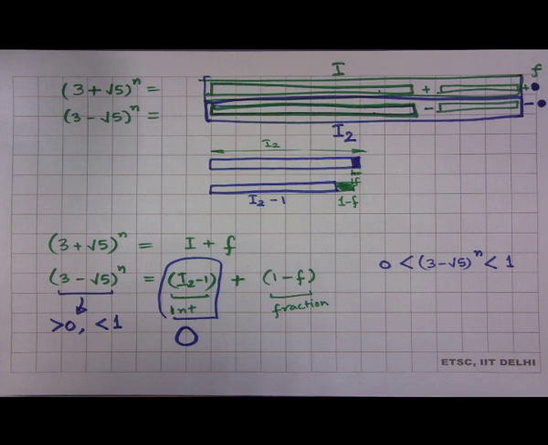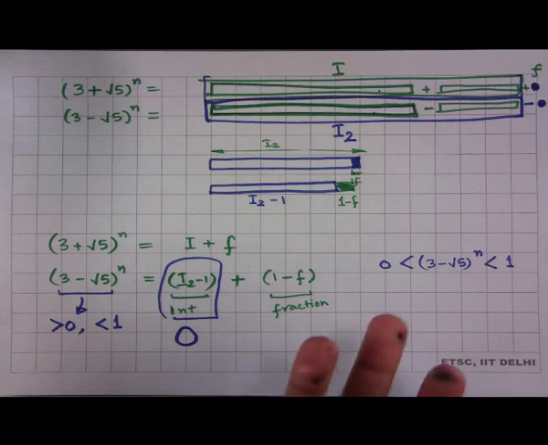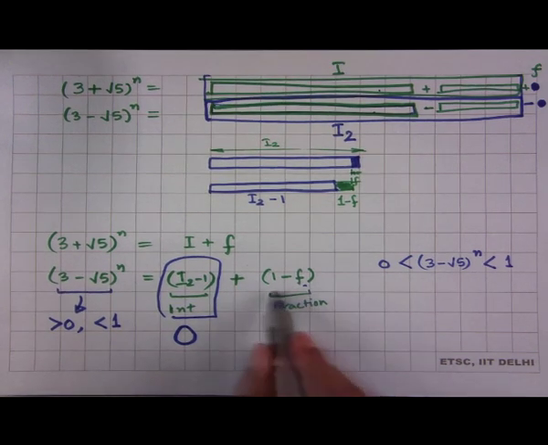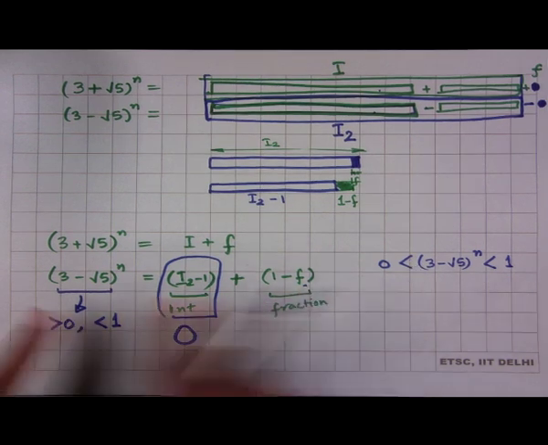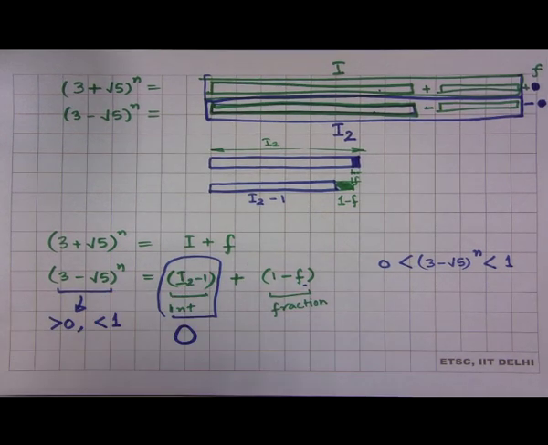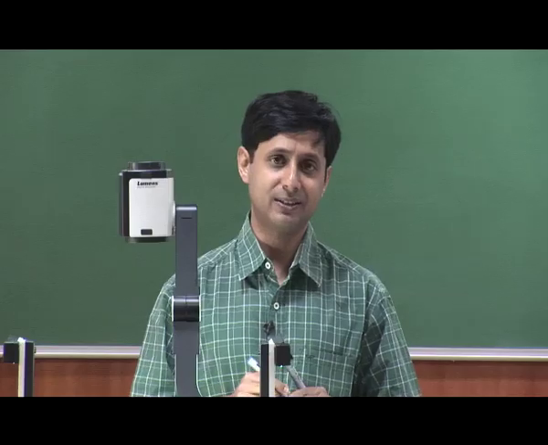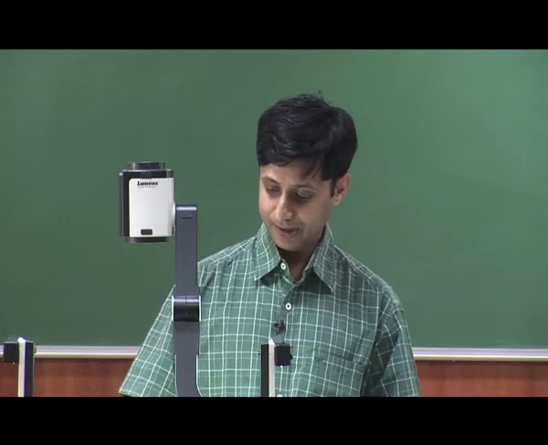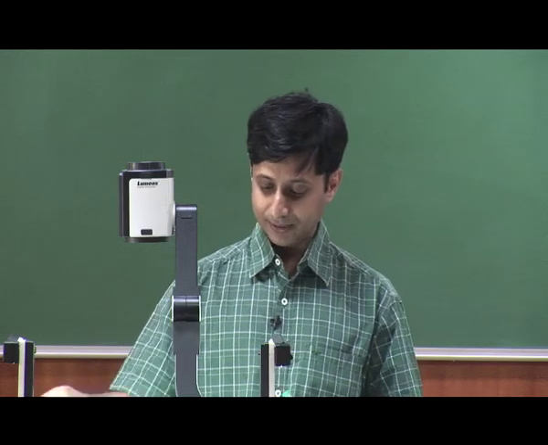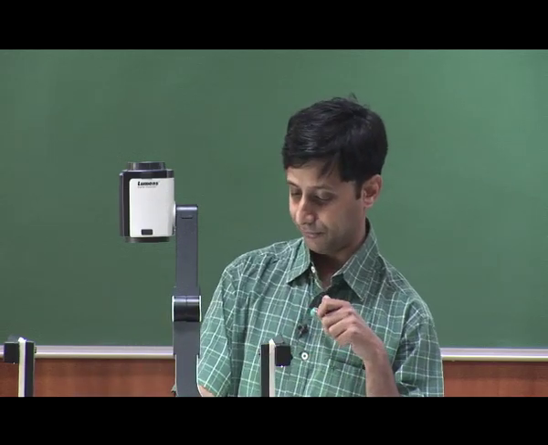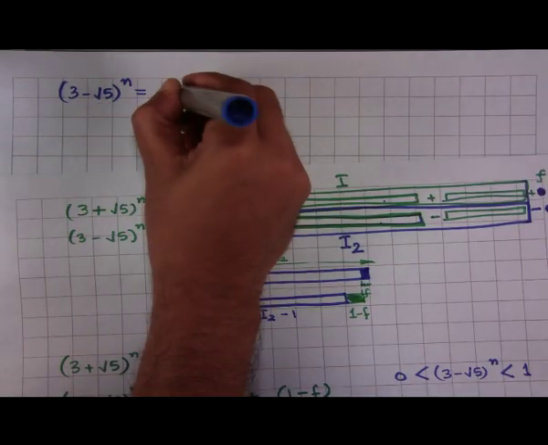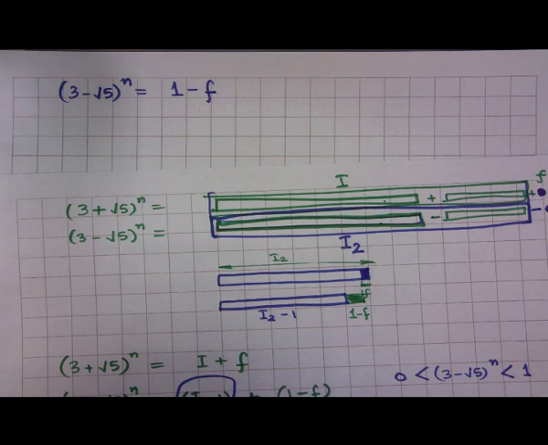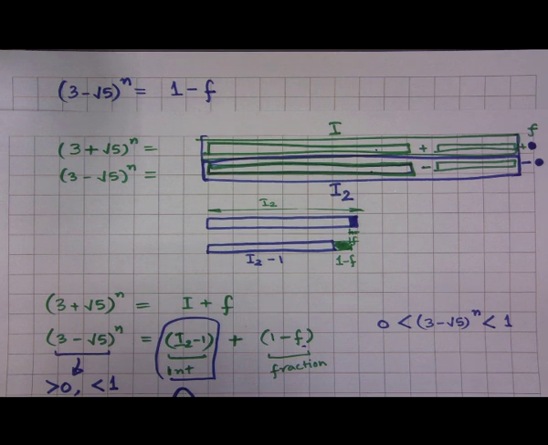So, the entire fractional part is 1 minus f, right, 1 minus f. The entire fractional part is nothing but 3 minus root 5 whole power n. So, this is the biggest observation over here. All right. So, 3 minus root 5 whole power n is therefore 1 minus f. This is a very important deduction and this will give you the answer.